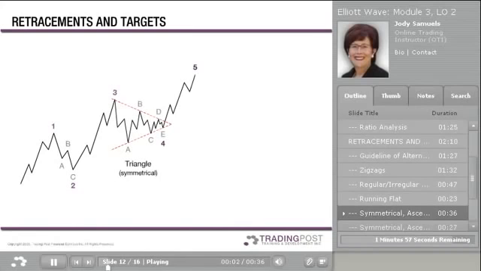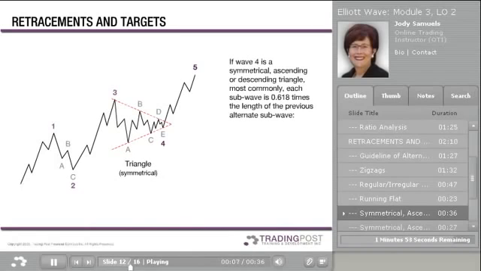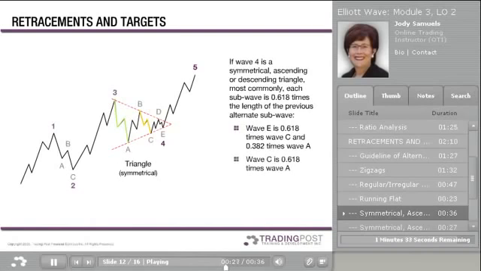Triangles have their own wave targets. If wave 4 is a symmetrical, ascending, or descending triangle, most commonly, each subwave is 0.618 times the length of the previous alternate subwave. Wave E is 0.618 times wave C and 0.382 times wave A. Wave C is 0.618 times wave A, and wave D is 0.618 times wave B.